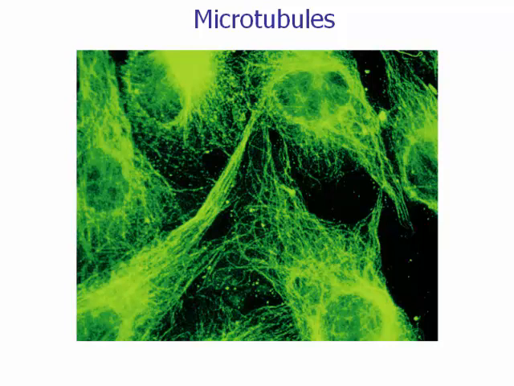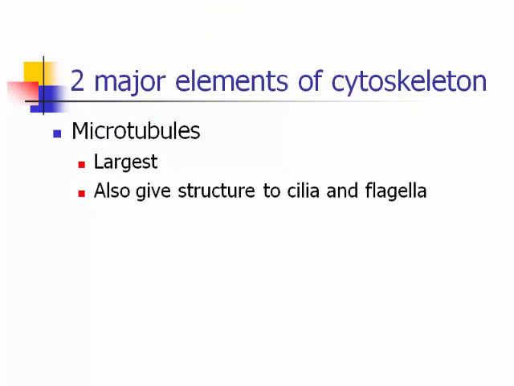So this is what happens if you take a specialized fluorescent dye and attach it to the proteins of the cells, the cytoskeletal proteins. And these are microtubules, so you can see it like a fine network here, almost like a woven spider web. The two major elements of the cytoskeleton are microtubules, which are the largest.